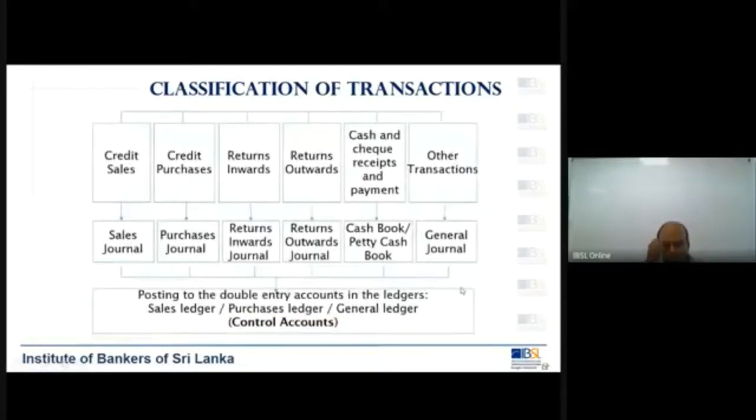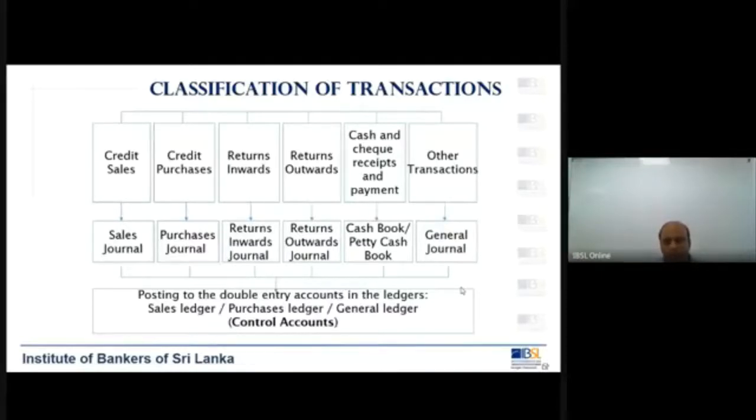So the transactions that you may come across in a trading business can be classified like this. What are the types of transactions that you may come across in a trading business? There could be credit sales. That is, you are selling a product. Now, I am talking of this from the point of view of the business, not from the point of view of the buyer, right? So if I am the business, I might enter into credit sales. That is, I sell products to the customers where they agree to repay after a certain period of time. That is a credit sale.